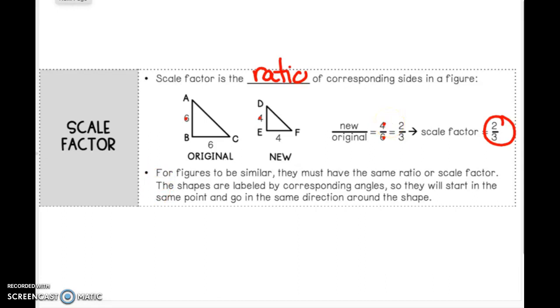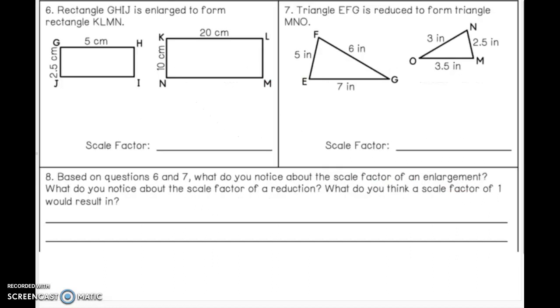So the scale factor is 2/3. For figures to be similar, they must have the same ratio or scale factor. The shapes are labeled by corresponding angles, so they will start in the same point and go in the same direction around the shape. So we'll talk more about that. Let's put it in here. Rectangle GHIJ is enlarged to form KLMN. What is our scale factor?